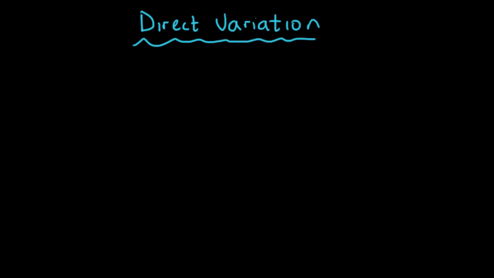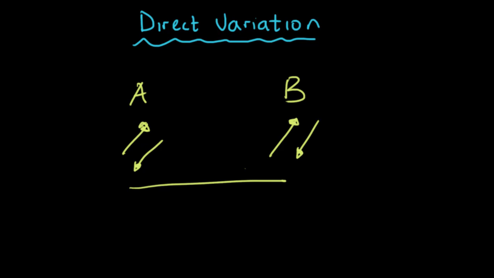In this video, we are going to be looking at direct variation. Now, let's say we have a quantity A and then we have another quantity B. If an increase in quantity A results in an increase in quantity B, and a decrease in quantity A results in a decrease in quantity B, we say that both of them are directly proportional. In other words, this is an example of direct variation.